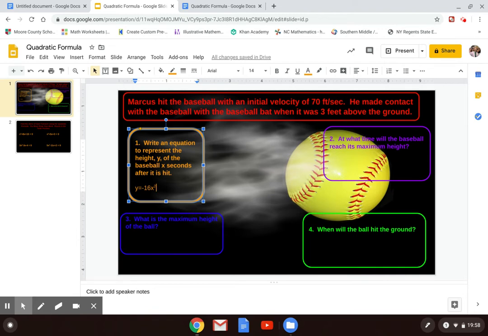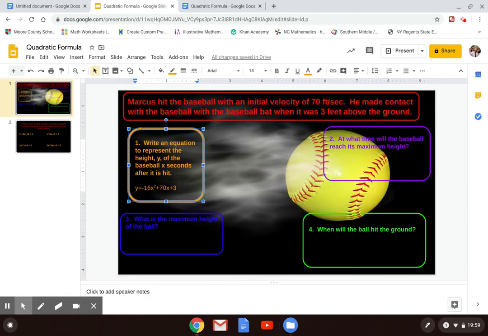So we begin with y equals negative 16x squared. Now, velocity is 70x, and then it was 3 feet above the ground. So that's how we write that function. This parabolic function, this quadratic, would be y equals negative 16x squared plus 70x plus 3.